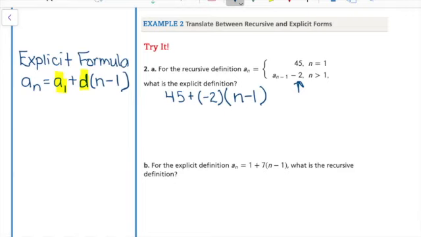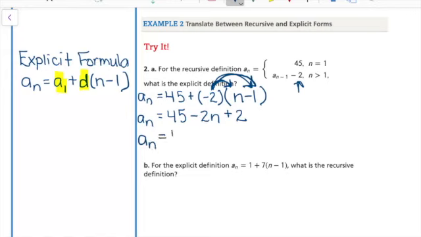Remember, by your order of operations, your multiplication is going to come first. So I have 45 minus 2n plus 2. Let me back up a little bit. Negative 2 times n is negative 2n. Negative 2 times negative 1 is positive 2. And last but not least, my answer here. What is 45 plus 2? That's 47. So right here is my explicit formula.